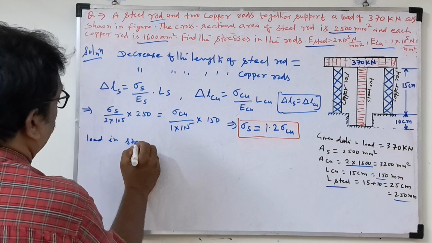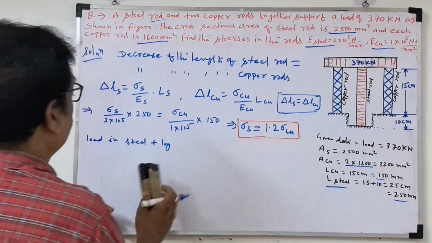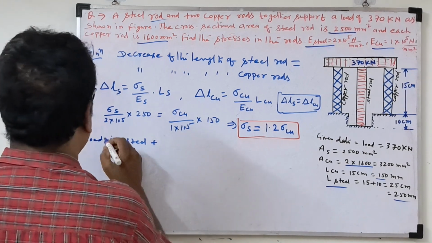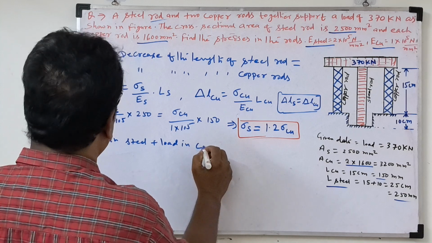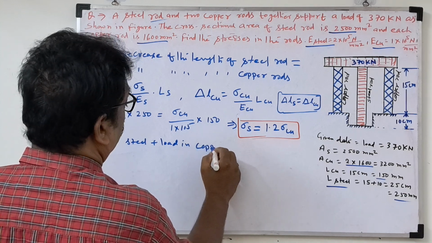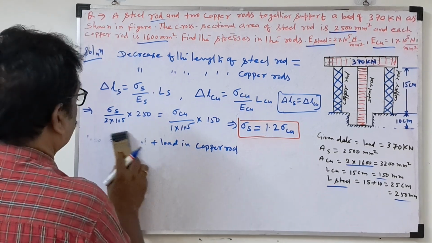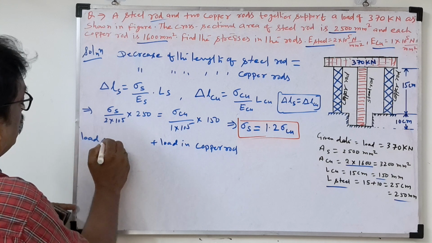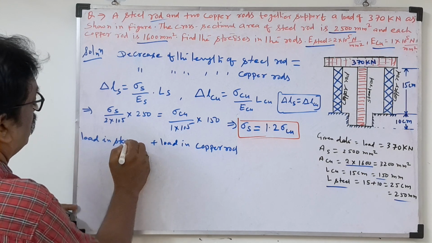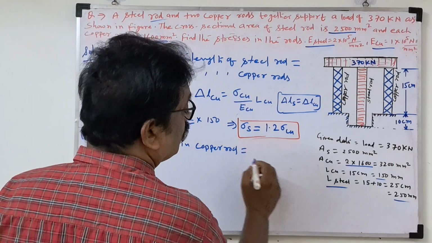Load in steel plus load in copper rod. You can also write this as load in steel rod plus load in copper rod equal to total load.